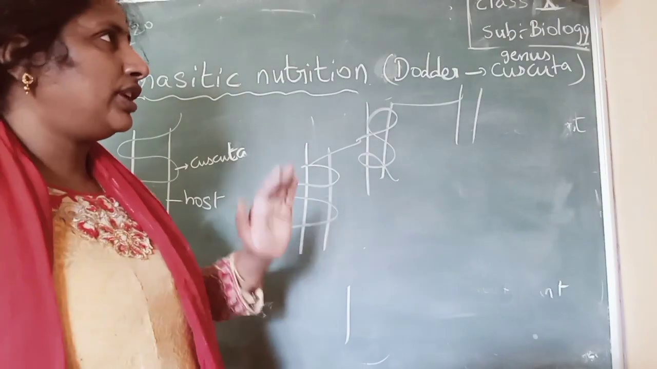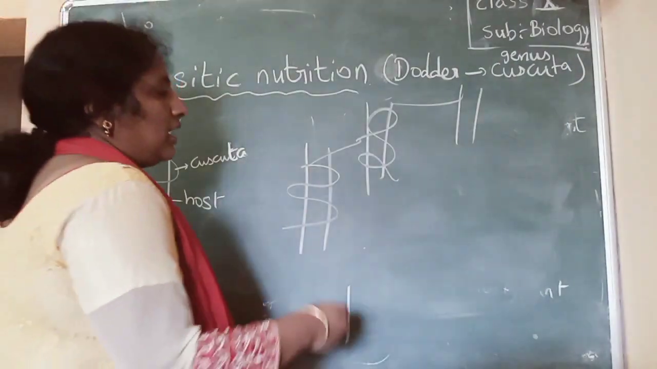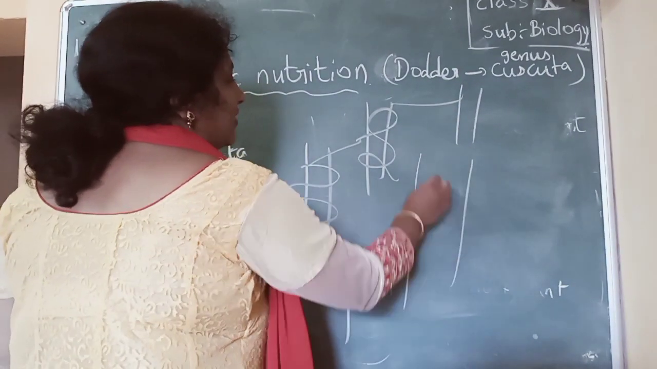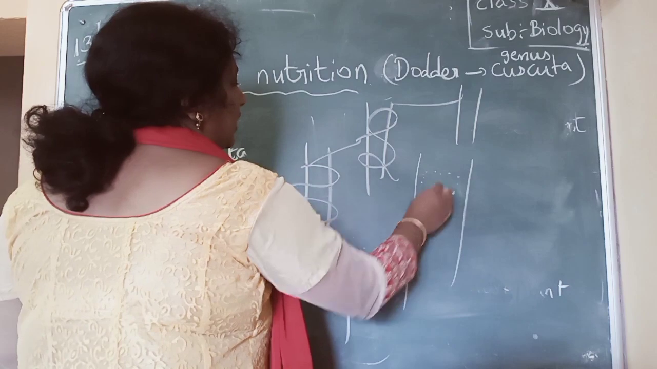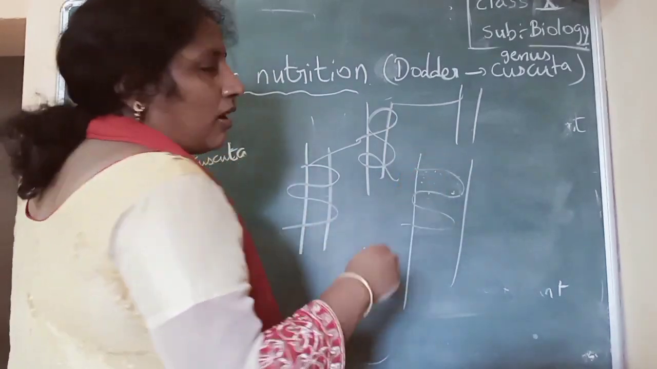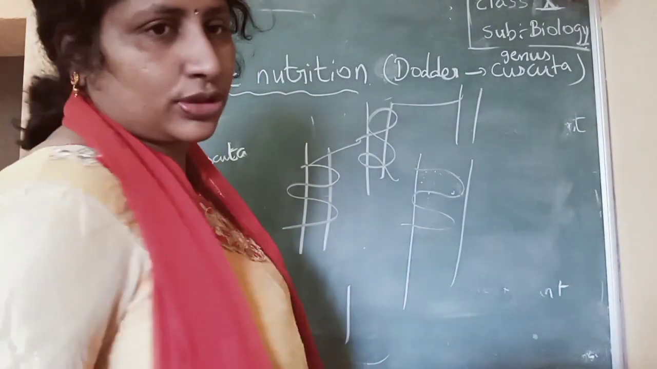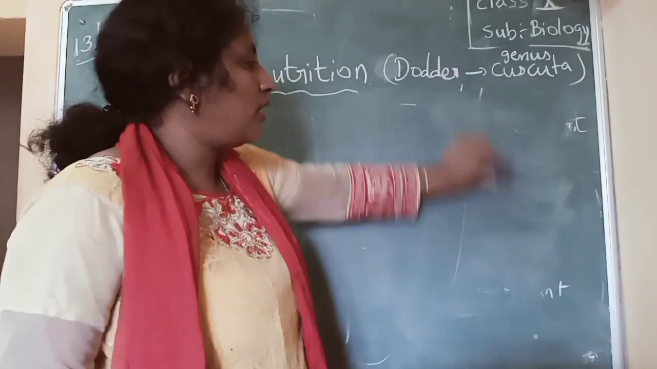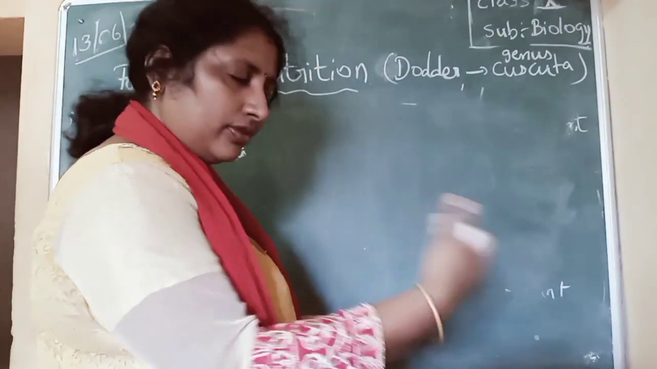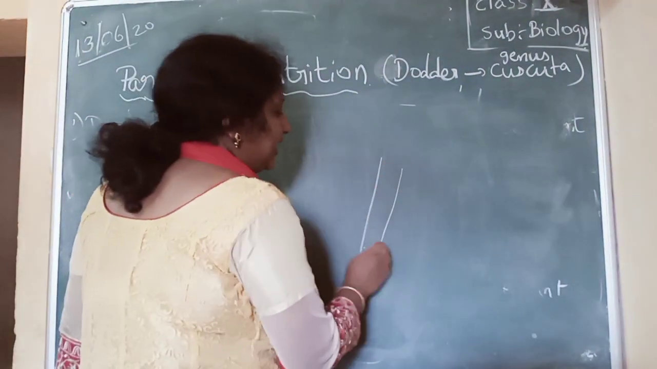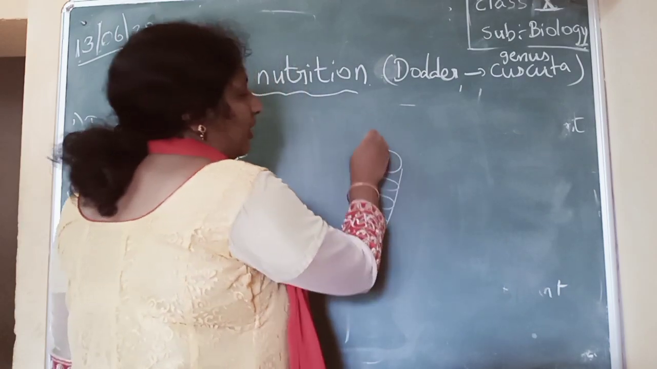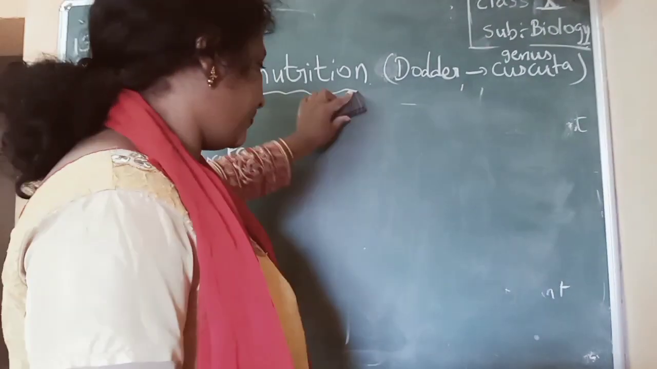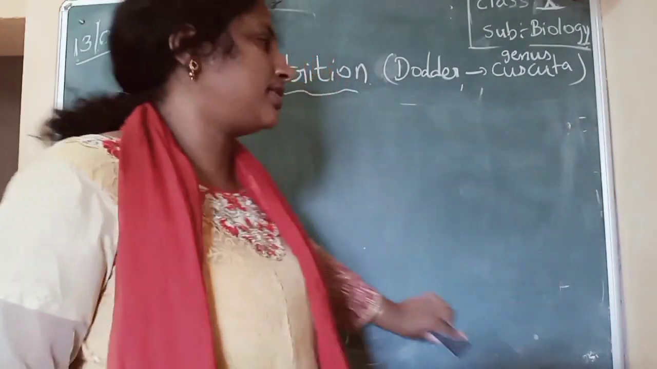You can see, all around, some stems have some green color on them. That is nothing but our Cuscuta plant. If you remove it, you will see some green twigs surrounding the stem of the plant. That green color is nothing but our Cuscuta plant. So this is about Cuscuta.